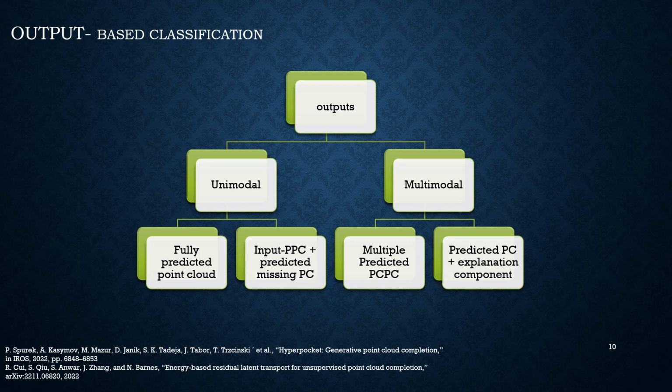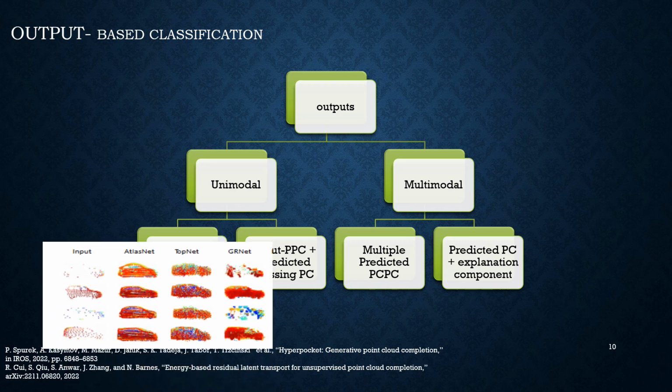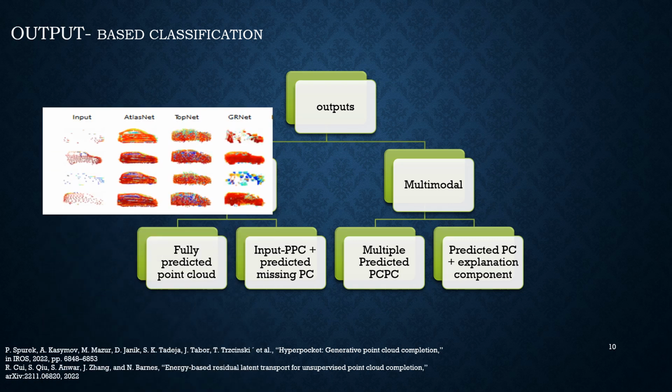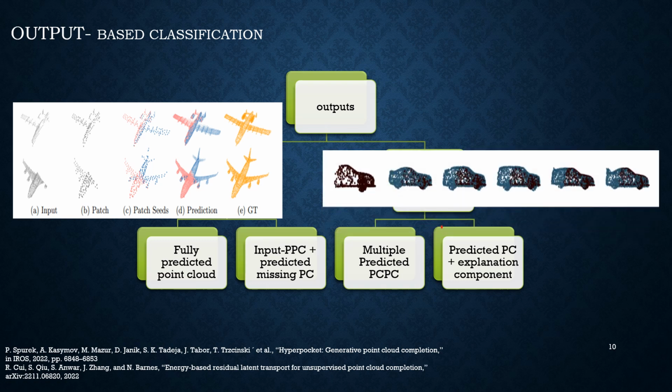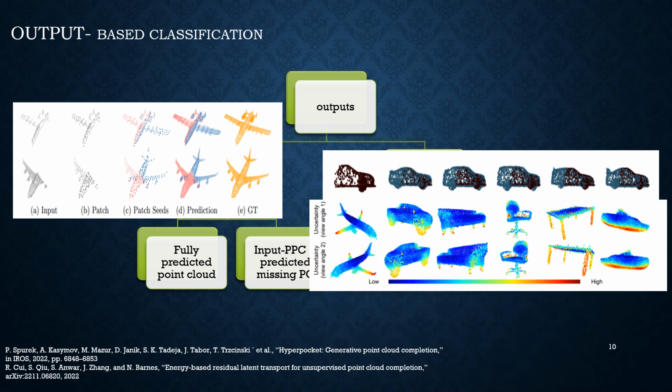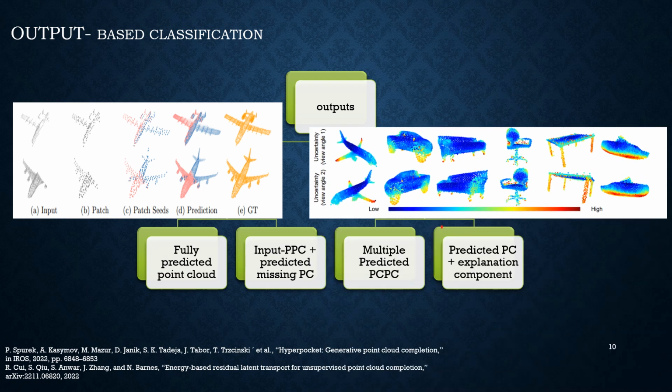Based on the number of outputs, existing completion works are also divided into unimodal and multimodal groups. Unimodal outputs produce only a single output, which is either a fully predicted complete point cloud or the predicted missing part of the partial input. Multimodal outputs can be either multiple complete predictions from a single partial input or a complete predicted point cloud with an explanation element, such as an uncertainty map.